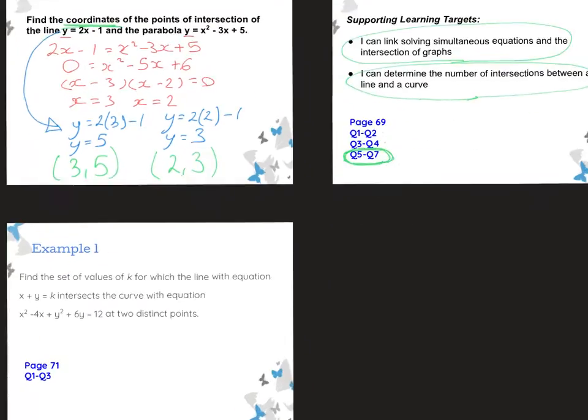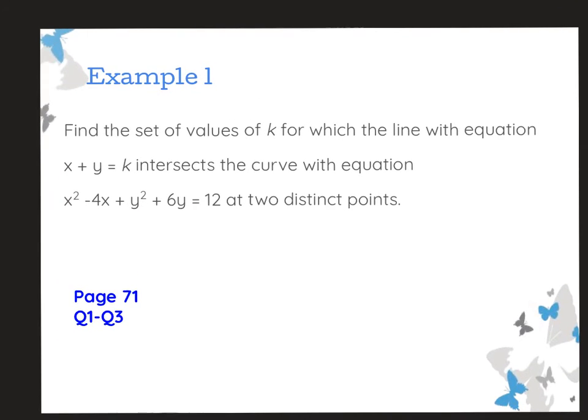So looking at the number of intersections with a line and a curve. I'm going to find the set of values for k, for which the line with equation x plus y equals k intersects the curve with equation x squared minus 4x plus y squared plus 6y equals 12 at 2 distinct points. So we're looking at points of intersection, so already we should be thinking I need to be solving simultaneous equations. This time we're not actually finding the points of intersection, we're just going to try to work out what this value of k is.